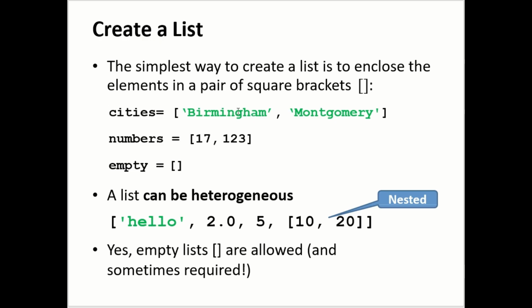Now these three examples, or at least the top two, have elements of the same data type, at least within the list. String, string, in cities, integer, integer, in numbers. But a list can be heterogeneous. A single list can have a string as an element, a floating point number, an integer, and even another list. And if that's the case, we call this a nested list.